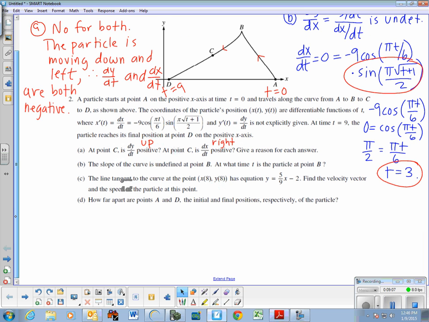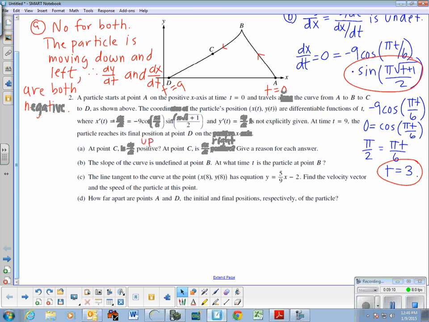Let's move on to part C. The line tangent to the curve at the point x of 8, y of 8 has equation 5/9 minus 2. Find the velocity vector and the speed of the particle at this point. So when they tell us the tangent line, what they're really just sneaking in there for us is the slope. The slope is 5/9. All right, so now the velocity vector and the speed at this point.